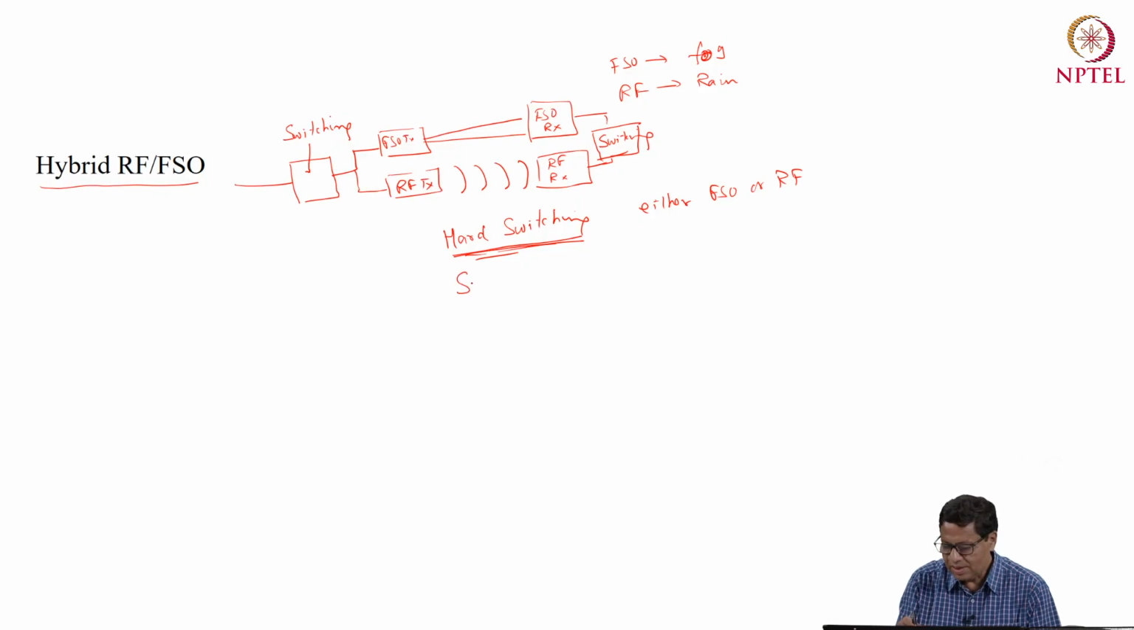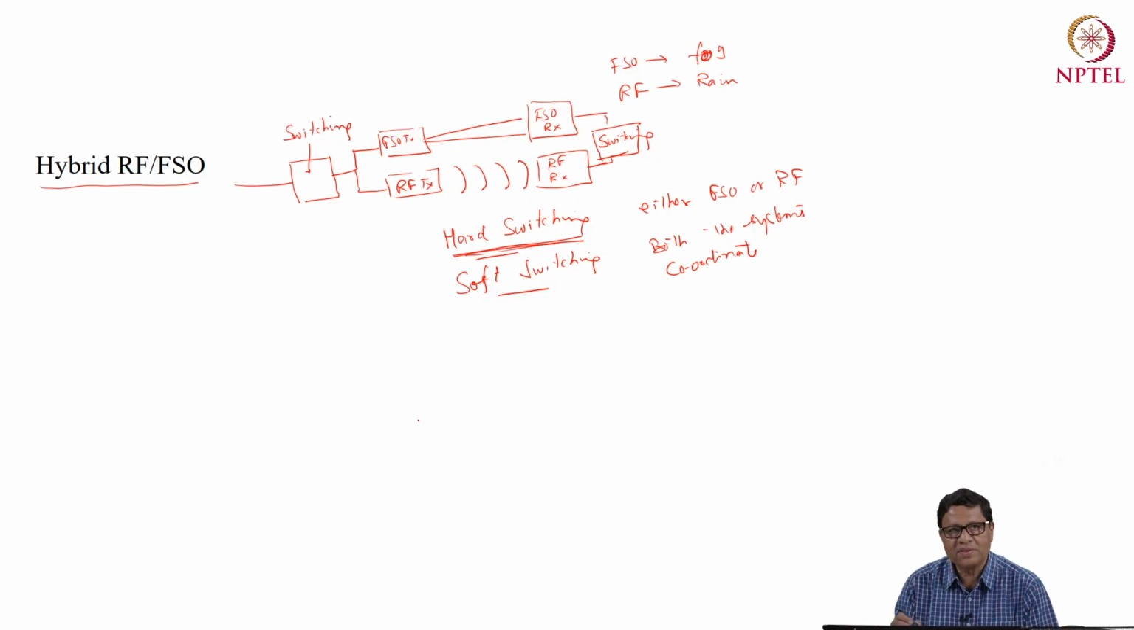The second option is soft switching. Here both are actually used for decoding. Both the systems coordinate. Essentially you get signals from both the arms and then you process them to get more advantage. So this is called soft switching.